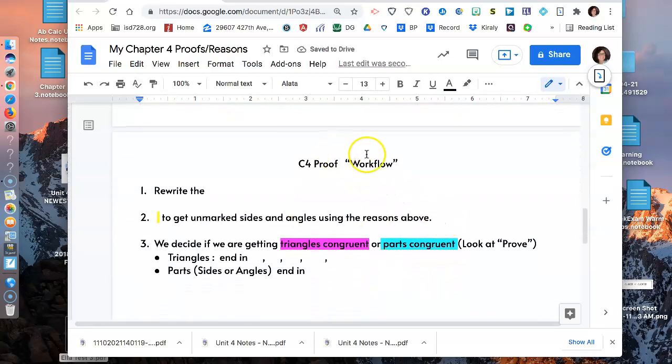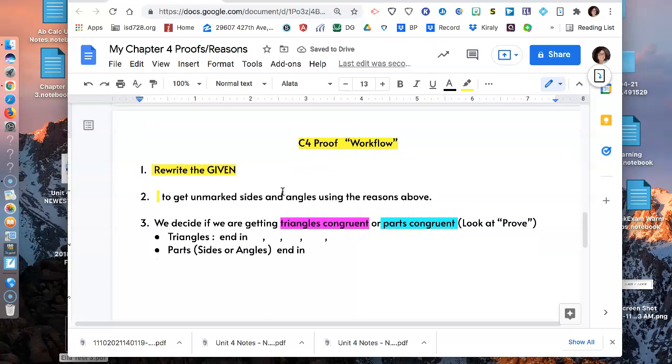And this is for our proofs. Like, what do we do when we're writing a proof? And we're getting really good at them. We're not great yet, but we're really getting good. I'm 100% confident that you guys all know that we need to rewrite that given. Whatever was given to us, we need to write that down.